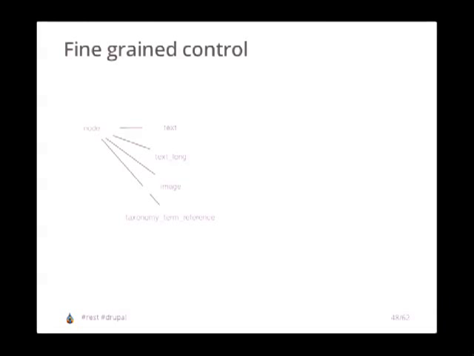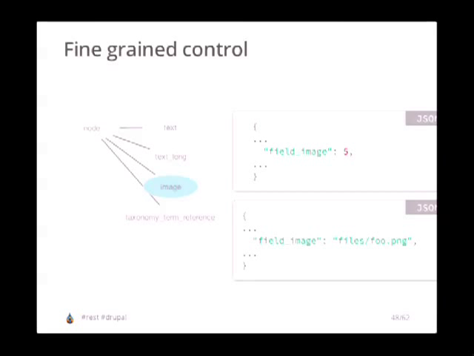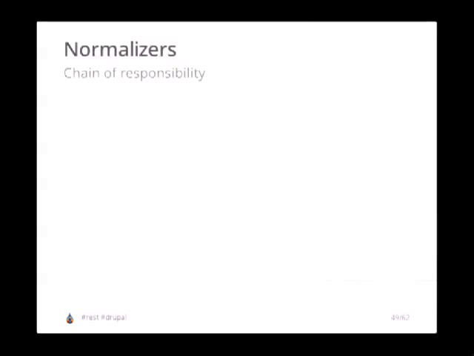So let's say that you have a node type, and that has a text and a text long field, an image field, and a taxonomy term reference. And let's say that the image field is not being serialized as you want it to. It just uses the file ID because it's an entity reference. And you want it to actually give you the URL of the image itself. What you can do is you can actually change just the output for that specific field type. And the way you do this is by using a normalizer.